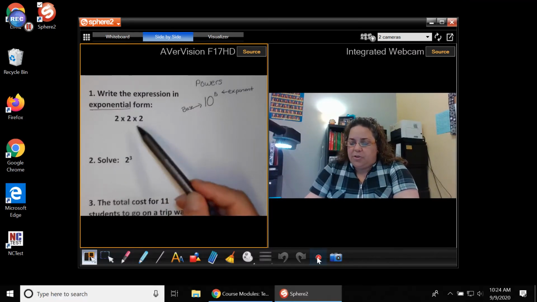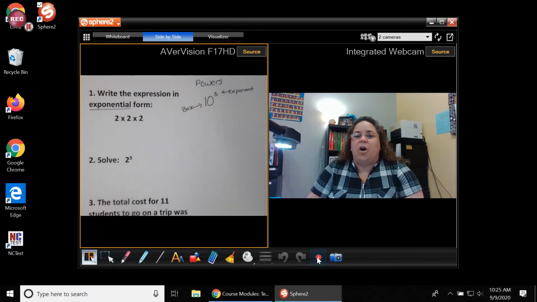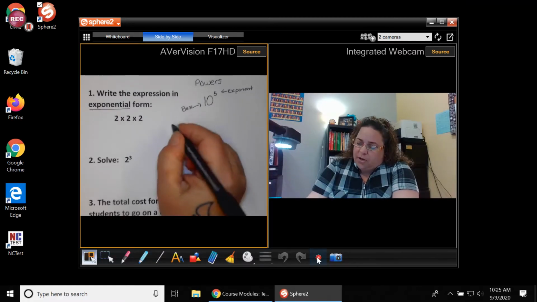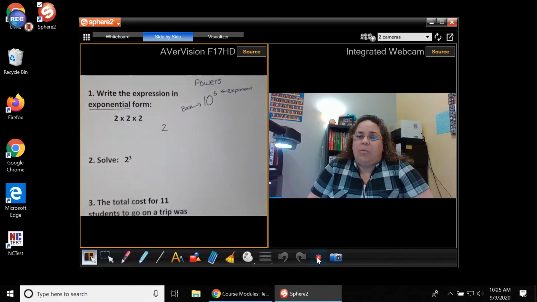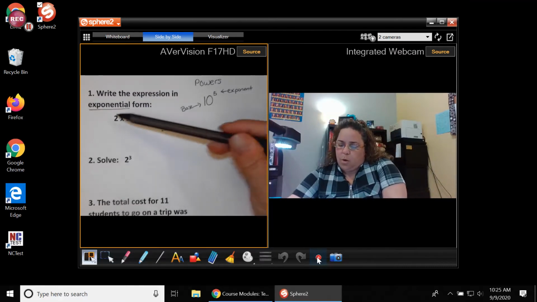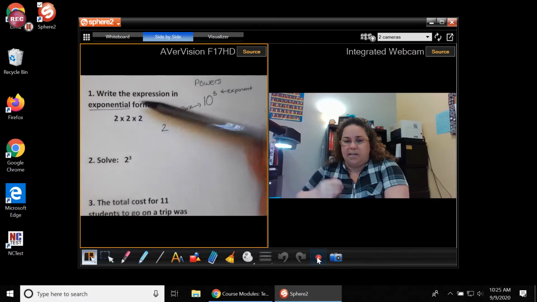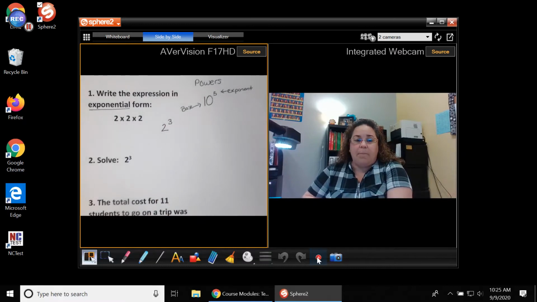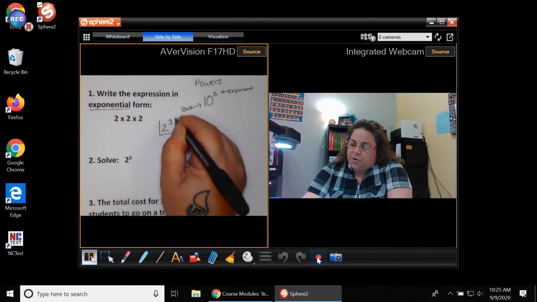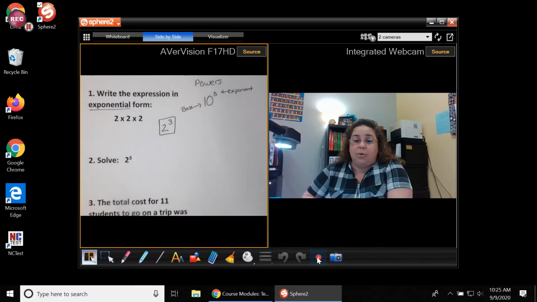So when I look at 2 times 2 times 2, I should automatically know that there's only one number it's telling me. So that one number has to be my base. So my base is going to be 2. And then when I look at the problem, how many times am I using the base? 1, 2, 3. I see the base 3 times, so that means my exponent is 3. So when I write my answer in exponential form, my answer is 2 to the 3rd power, or 2 cubed.